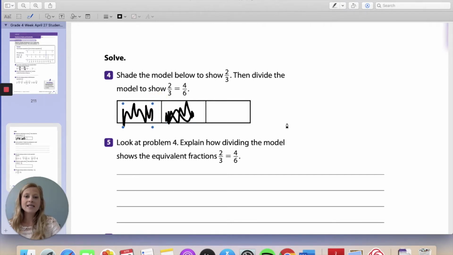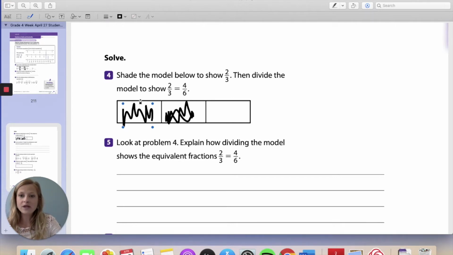Now it says that I'm going to divide it to model that 2/3 is equivalent or equal to 4/6. Now, I want you to pause the video right here and divide the model and show me how you got it. So go ahead and pause. Now, I want to let you know something. There's actually 2 different ways that you could have divided this model to show 2/3 is equal to 4/6.